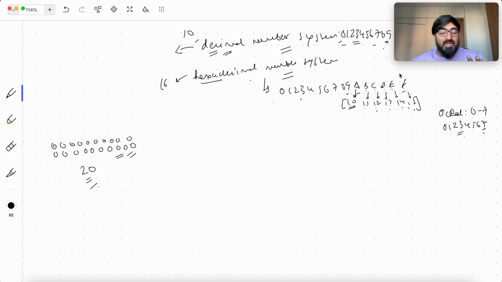Okay, alright, I guess I'm going way too deep into this. Alright, a number system represents a quantity as a number. The quantity remains the same across two number systems, but the number may differ.